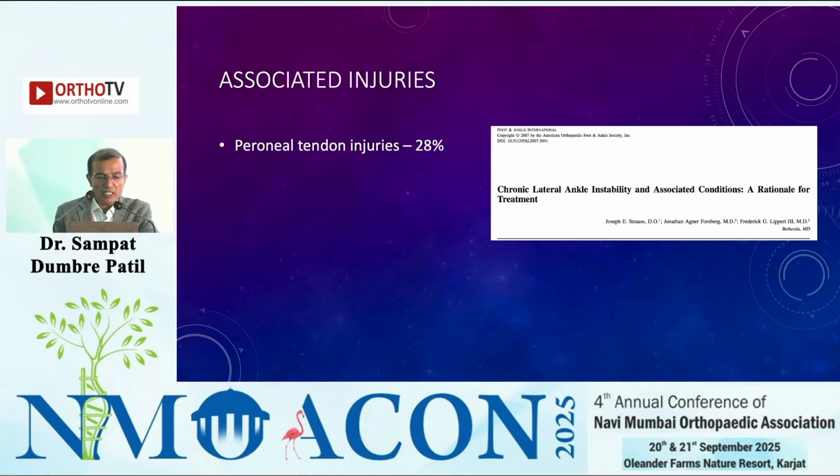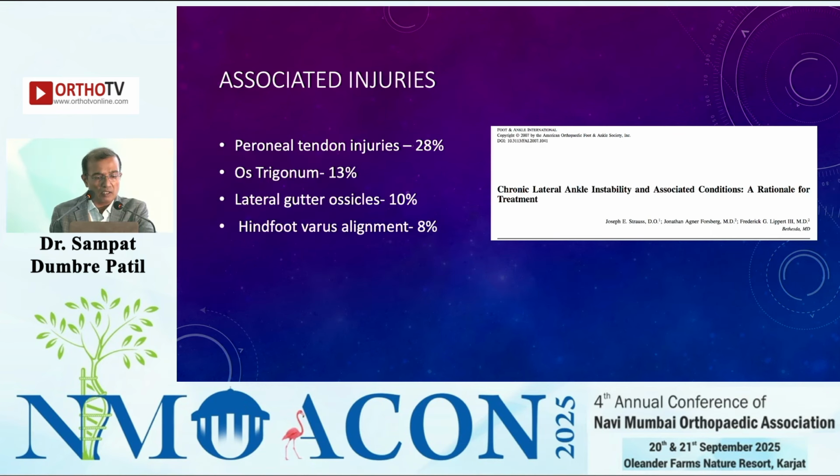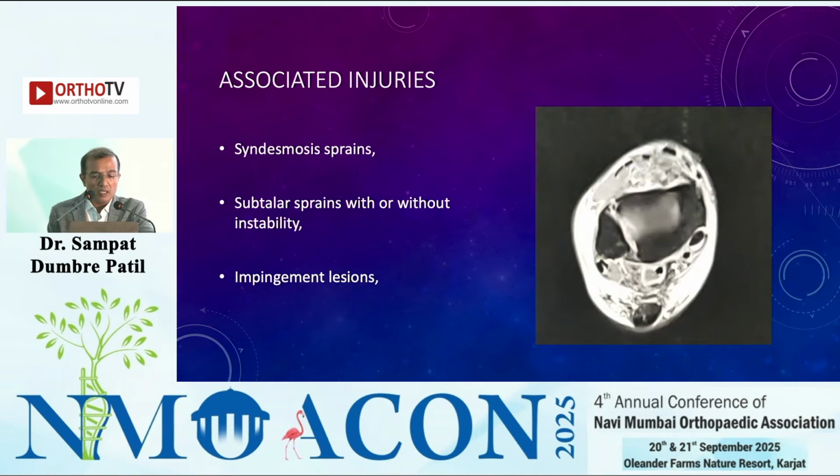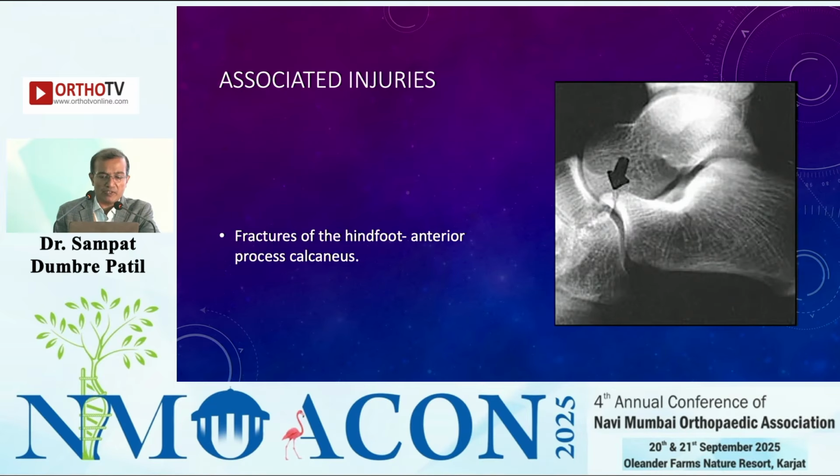So many associated injuries can be there with ankle sprains, that is peroneal tendon injuries, or lateral gutter ossicles, or there may be some anterior process of calcaneus fractures also. And along with lateral ligament injury, you can even miss the syndesmotic injuries. See, this is the anterior syndesmotic injury which is significant and needs repair. So these injuries can be missed with the ankle sprain.